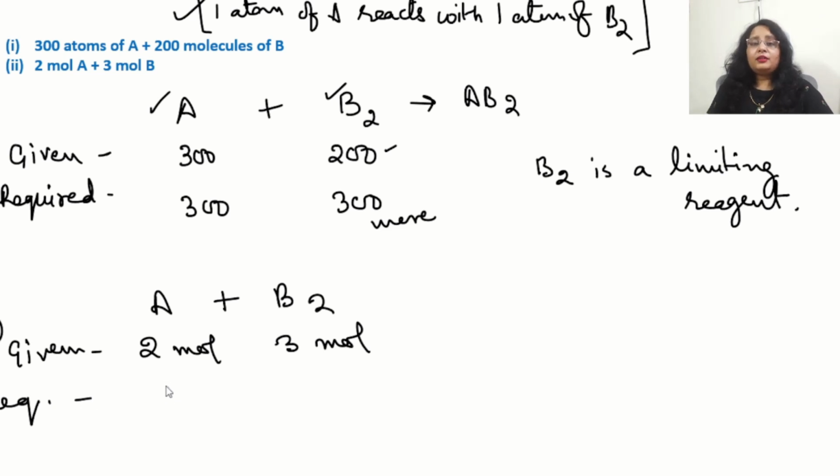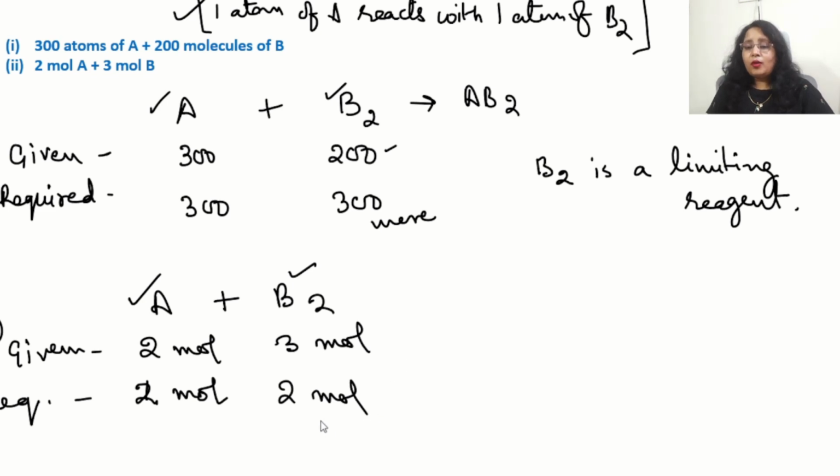Again, if we talk in terms of moles, 1 mole of A reacts with 1 mole of B. So we can write 1 mole, or we can fix it here as 2 moles. Because 1 mole reacts with 1 mole, if we take 2 moles of A, then we need 2 moles of B. This much is clear?